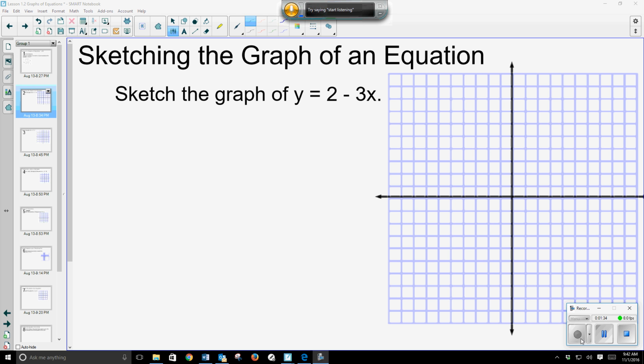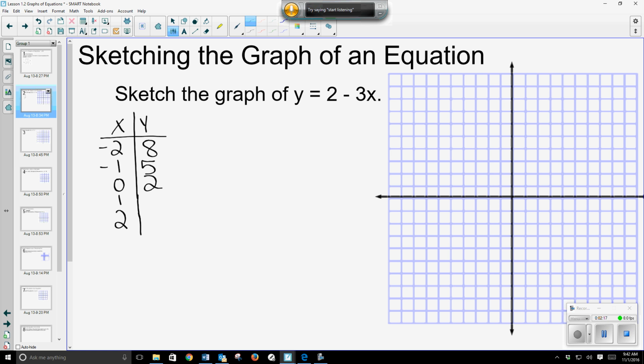Okay, we're going to sketch the graph of y equals 2 minus 3x. You may want to use the y-intercept and the slope, but I'm going to use a t-chart. I'm going to plug in negative 2, negative 1, 0, 1, and 2 for x and see what I get for y. So if I plug in negative 2, what do I get? 8. So it would be positive 6 plus 2, or yeah, 6 plus 2 would be 8. If I plug in negative 1, negative 1 would be 5. 0 would be 2.